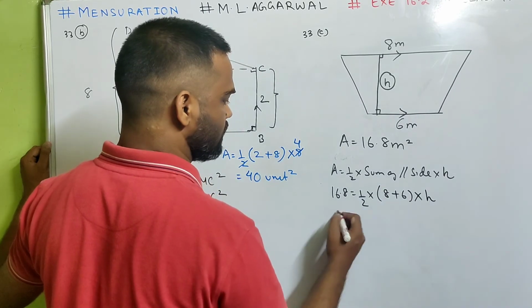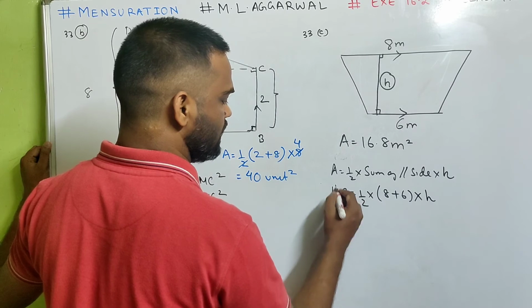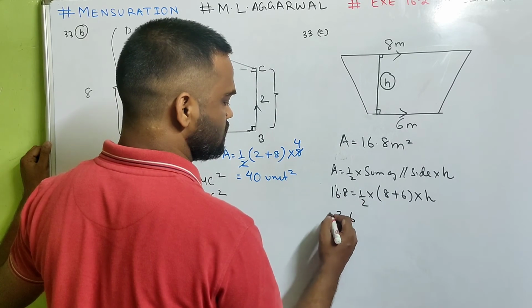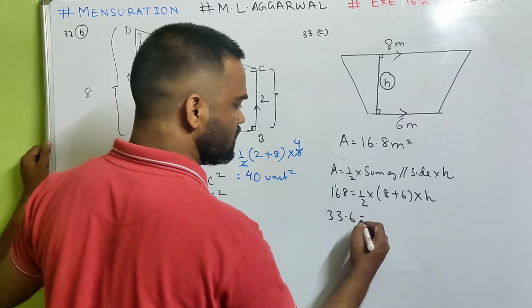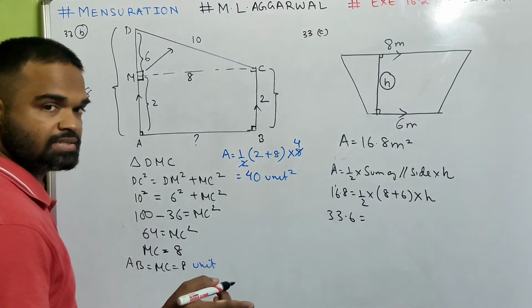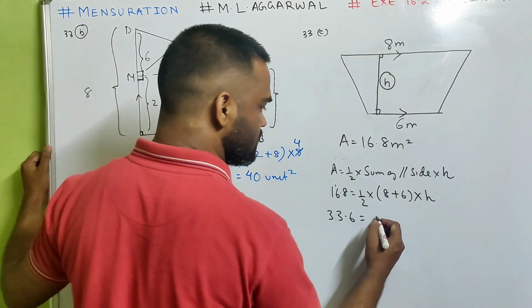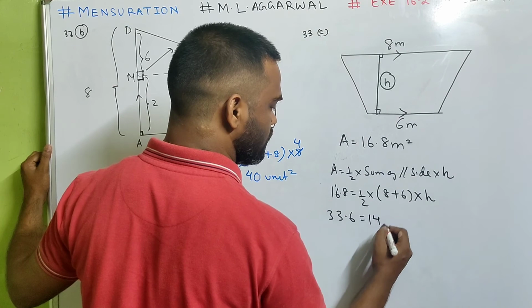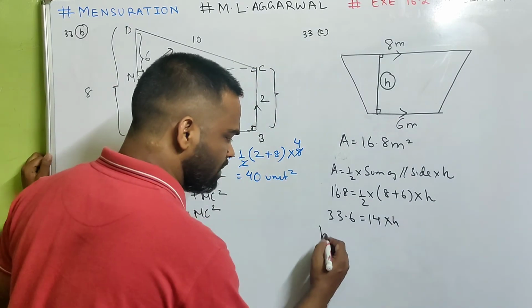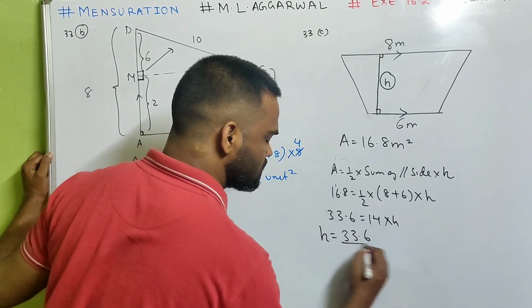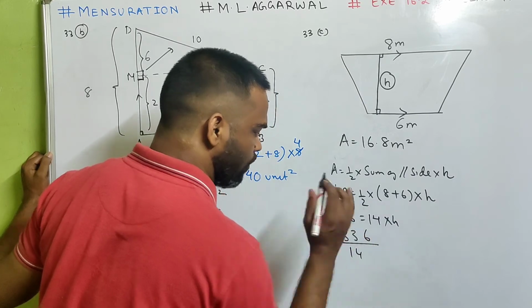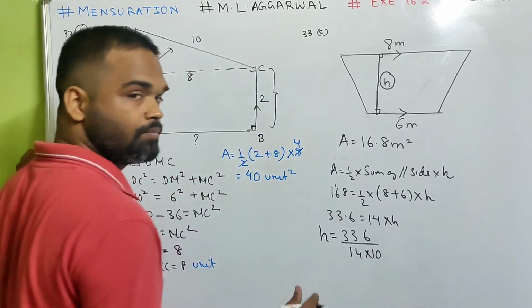Height is h. So this goes over here to 8 times 16. This is 2 1 2 3. 33.6 equals 8 plus 6 is 14, isn't it? 14 into h. So what will be h? 33.6 by 14. This point goes away and the 10 comes down.